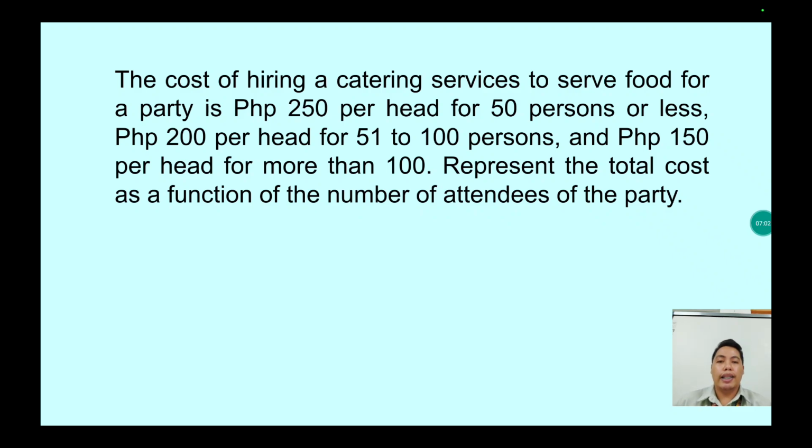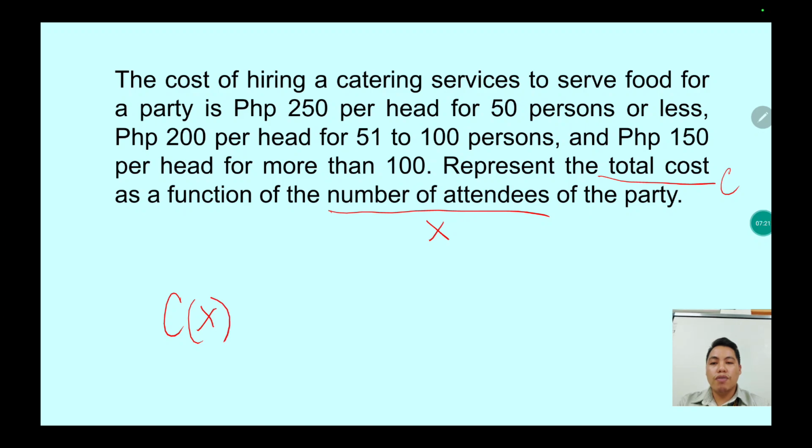So if you represent the total cost as a function, we still have the outcome, which is the total cost, as a function of the number of attendees. We see that this is our input, so we can write this as X, and the total cost is capital C. So the total cost as a function of the number of attendees is equal to, we have 3 intervals for X.